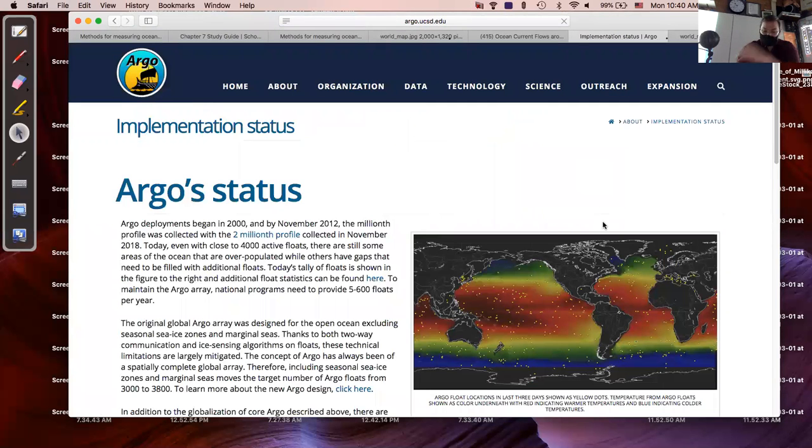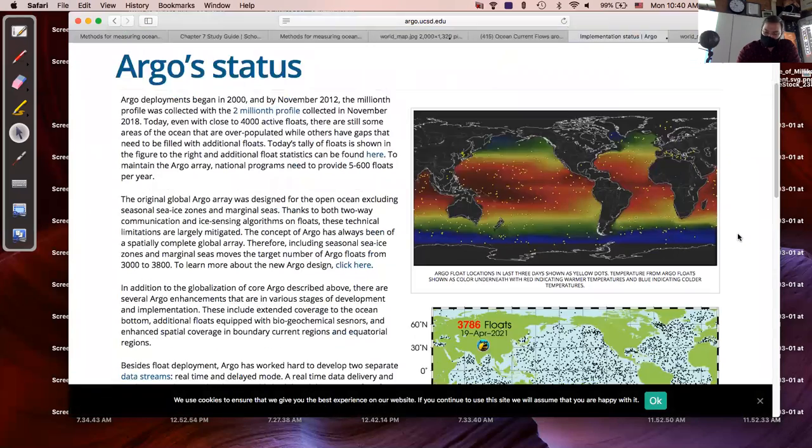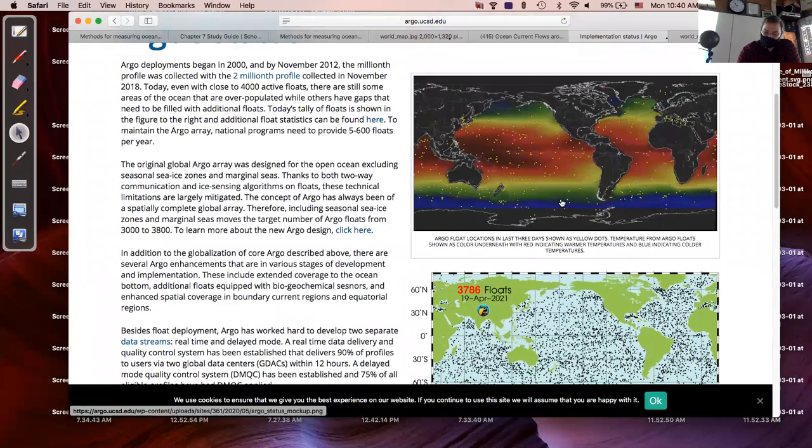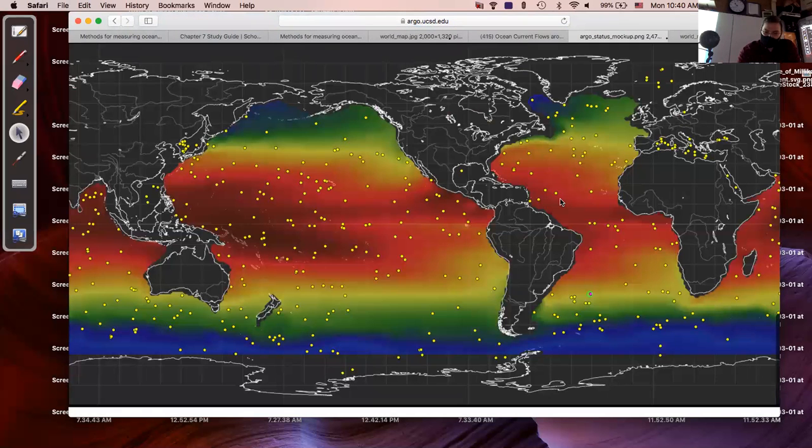Argo float system. So this is the Argo status. Let's see. So these are reported locations in the last 3 days. So this is all the Argos. Those are those floats that are deployed around the world's oceans that have reported their location within the past 3 days. So this is like the newest data itself.